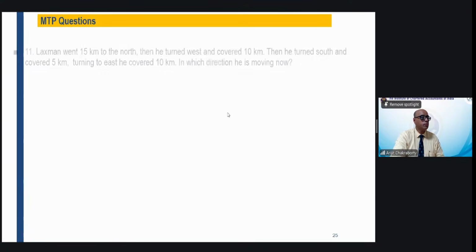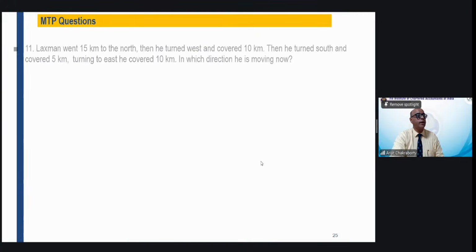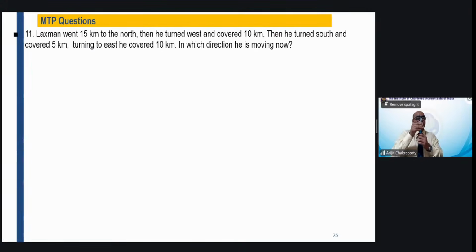Now we move to the 11th question. Lakshman went 15 kilometers to the north. Then he turned west and covered 10 kilometers. So पहले 15 kilometer north की तरफ जाने के बाद he is turning west and going 10 kilometers. Then he turned south and covered 5 kilometers. Turning to the east, he covered 10 kilometers. In which direction is he moving now?